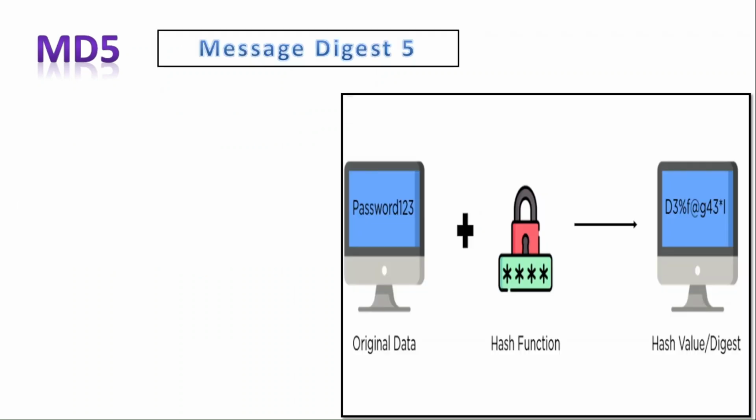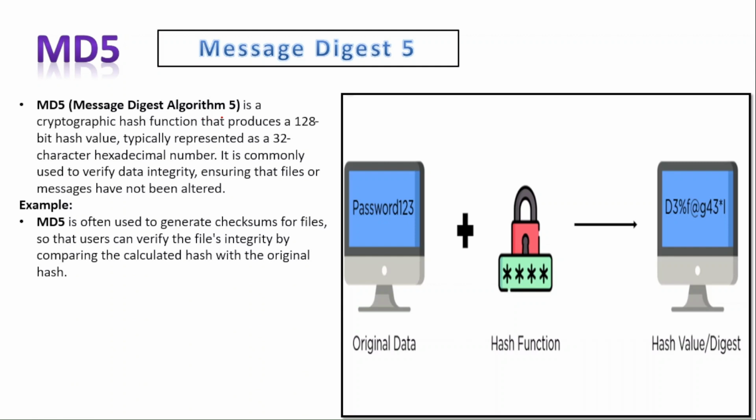MD5, that is Message Digest 5. So MD5, Message Digest 5, is a cryptographic hash function that produces a 128-bit hash value, typically represented as a 32-character hexadecimal number. It is commonly used to verify data integrity, ensuring that files or messages have not been altered. Example: MD5 is often used to generate checksums for files so that users can verify the file's integrity by comparing the calculated hash with the original hash.